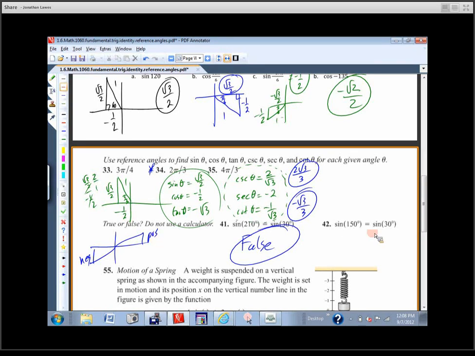Well, gosh, we could do this one really quickly. Sine of 150 and sine of 30, are they the same? Yes, they are, because 150 would be right here. They're both positive. They have the same reference angle, 30 degrees. And they're both above the x-axis, so the y-coordinate would be the same in both cases.